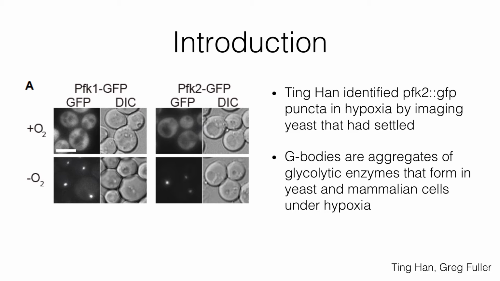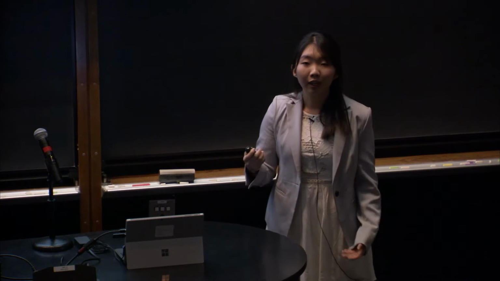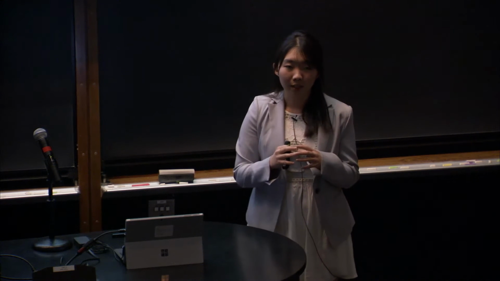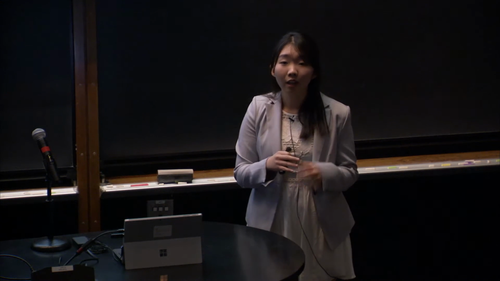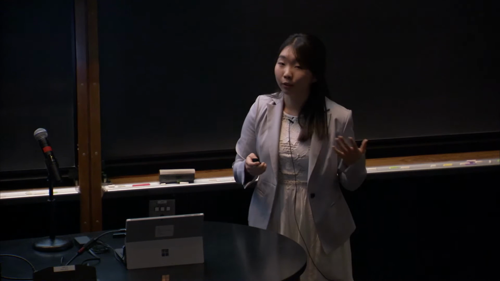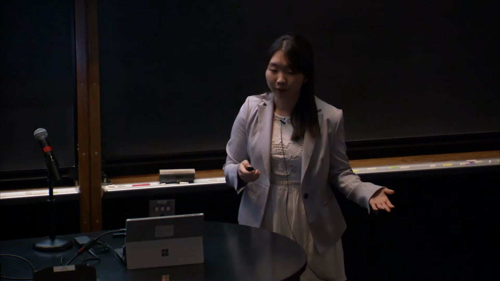So these puncta are what we've come to call glycolytic bodies, or G-bodies, and we believe that they're aggregates of glycolytic enzymes that come together during hypoxia in order to make the cell produce ATP through glycolysis more efficiently.